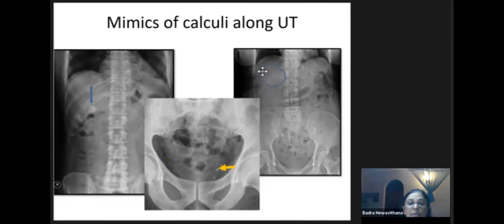And the other thing is the costal cartilage calcification. Usually they are nice and symmetrical. Look for the other side, and they are multiple in a row, and you can figure it out from the way the course of the rib goes. So these are the three mimics of calculi along the urinary tract.